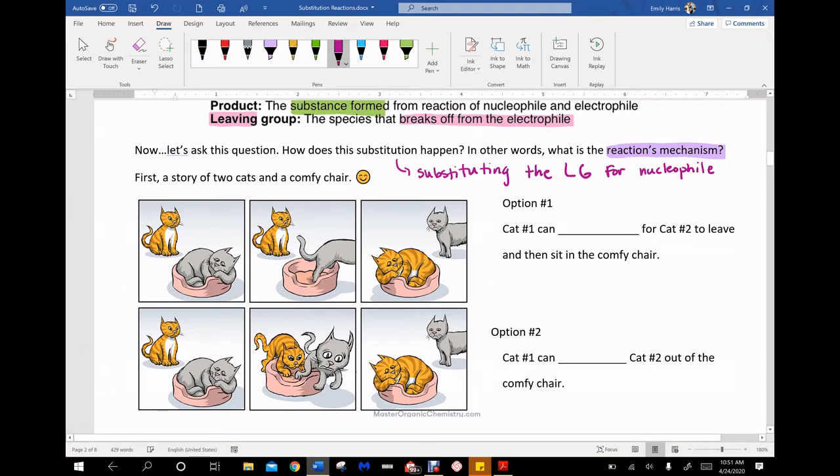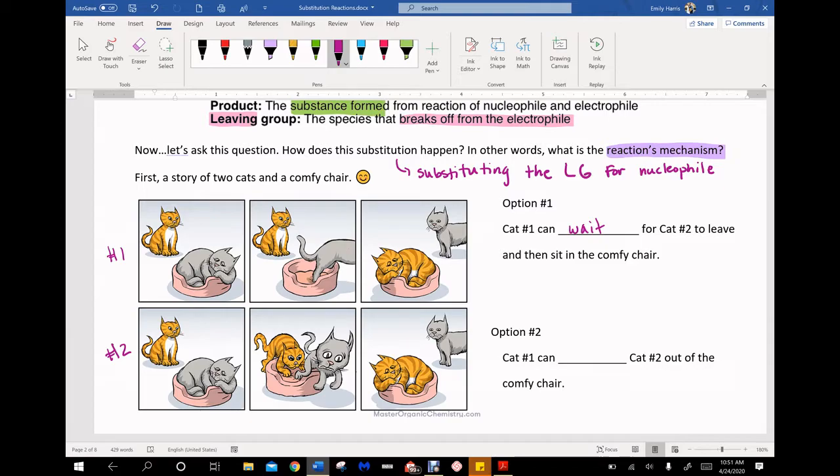All right. So here's the story of the two cats and a comfy chair. We have two little options here. We've got option 1 and then option 2. In the first option, you'll notice that what cat 1 is doing is waiting for cat 2 to leave. Then he's able to sit in the comfy chair. So he waits. Cat 2 leaves, then cat 1 sits in the comfy chair.